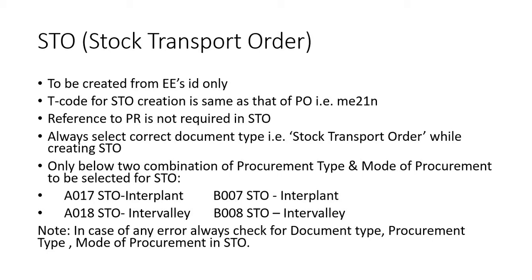While we create a stock transport order, the prerequisite is that the material for which we are creating the STO, the material code for the same should be present in both the plant codes, that is the supplying plant code and the receiving plant code.